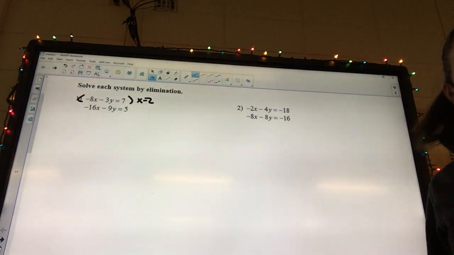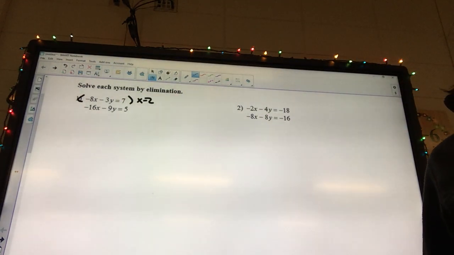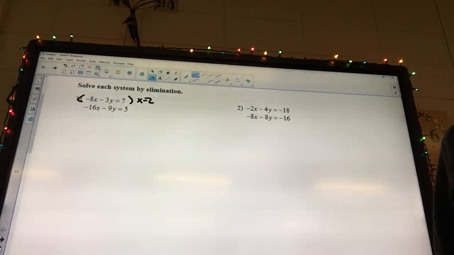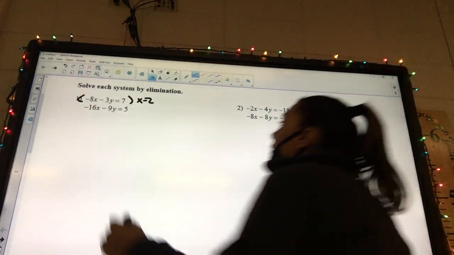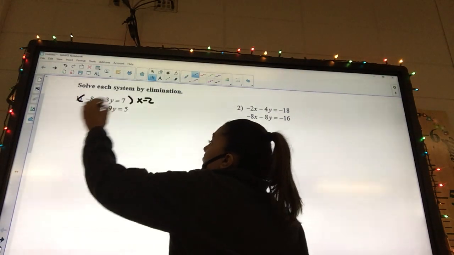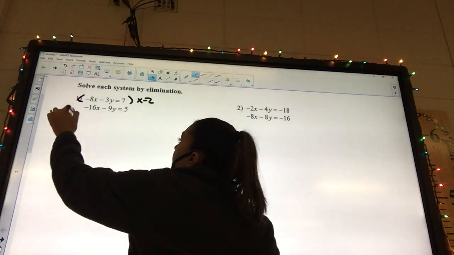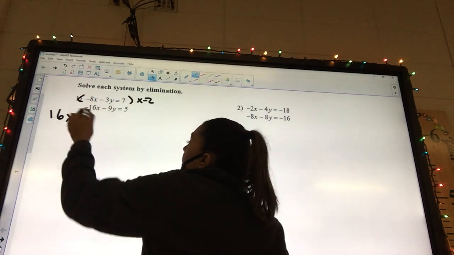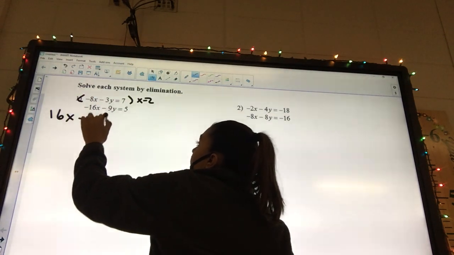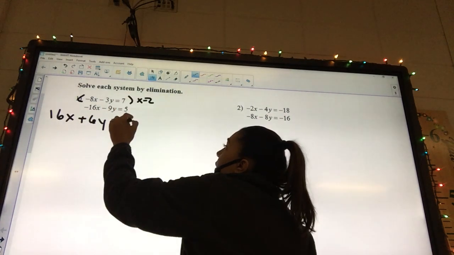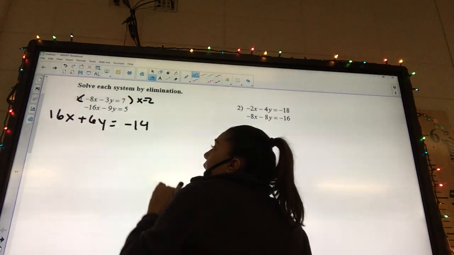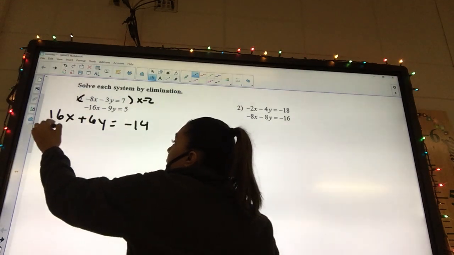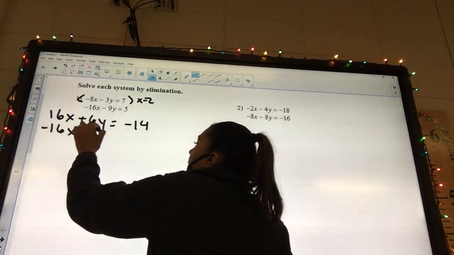All right, so, okay, we're going to multiply this top one by negative 2. So I got negative 2 times negative 8 is going to give me 16x. Negative 2 times negative 3 is going to give me plus 6y. Negative 2 times 7 is going to be negative 14. Okay, the bottom equation, we're not changing anything, so we can just write it down.